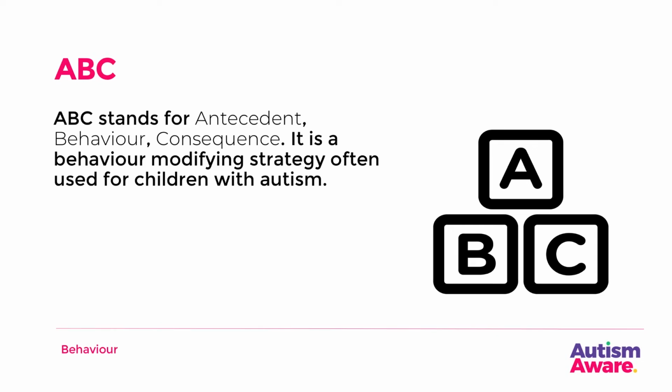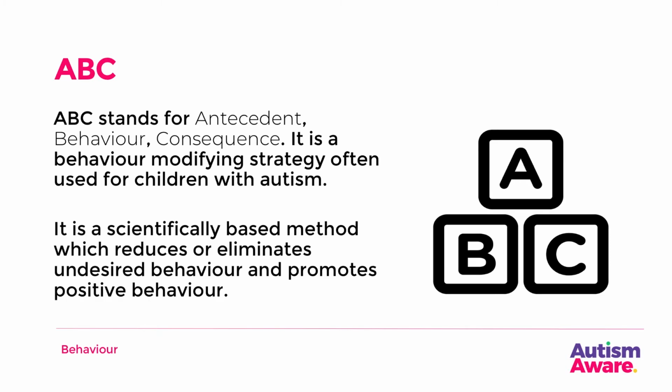ABC. ABC stands for antecedent, behaviour, consequence. It is a behaviour modifying strategy often used for children with autism. It is a scientifically based method which reduces or eliminates undesired behaviour and promotes positive behaviour. To understand ABC, it is important to look at what the 3 terms mean.